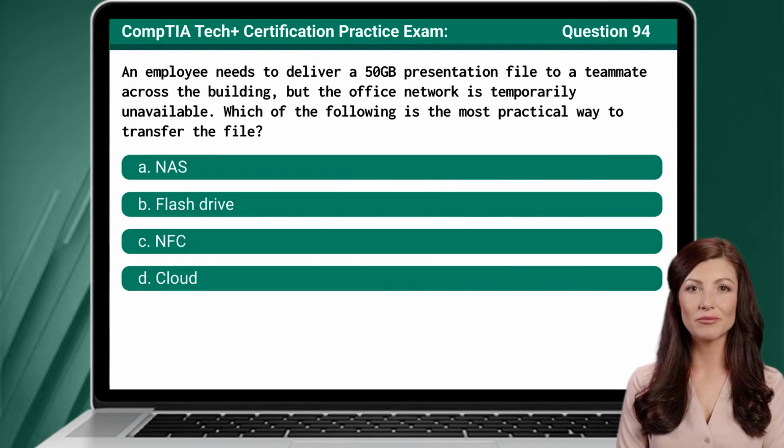Question 94. An employee needs to deliver a 50 GB presentation file to a teammate across the building, but the office network is temporarily unavailable. Which of the following is the most practical way to transfer the file?